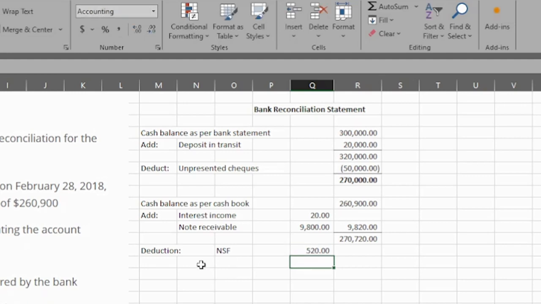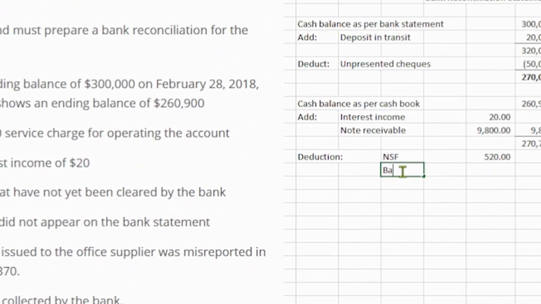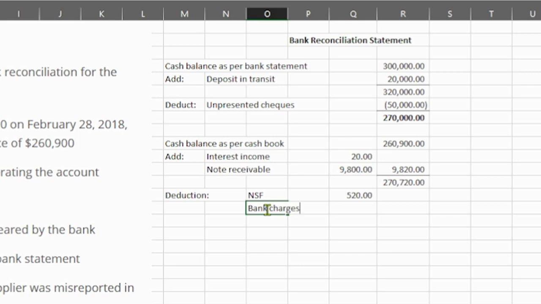Then we also have a charge of $100. This bank statement contains a $100 service charge. So bank charges, we should remove that. Bank charges of $100.